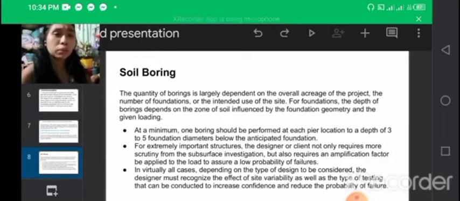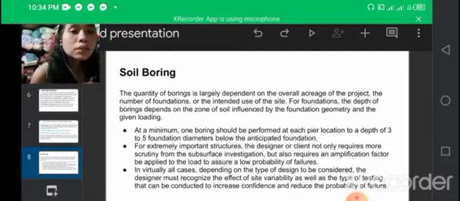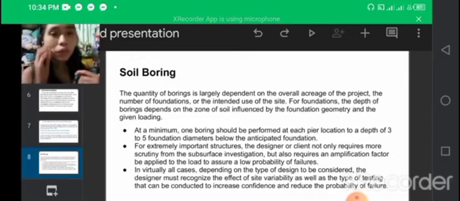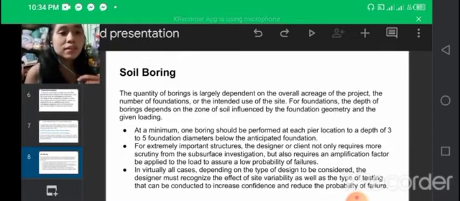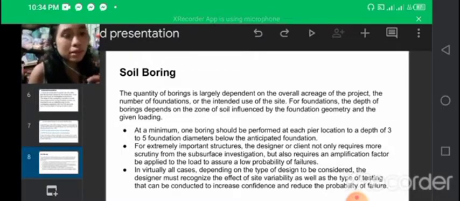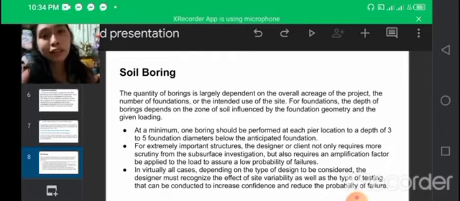For extremely important structures, the designer or client not only requires more scrutiny from the subsurface investigation but also requires an amplification factor that can be applied to the load to assure a low probability of failure. In virtually all cases, depending on the type of design to be considered, the designer must recognize the effect of site variability as well as the type of testing that can be conducted to increase confidence and reduce the probability of failure.